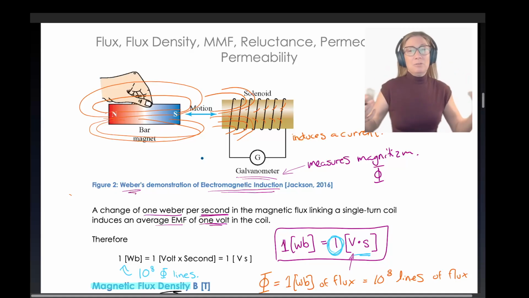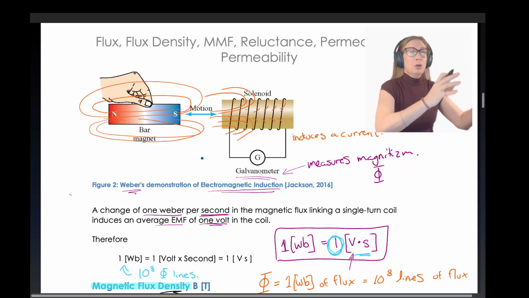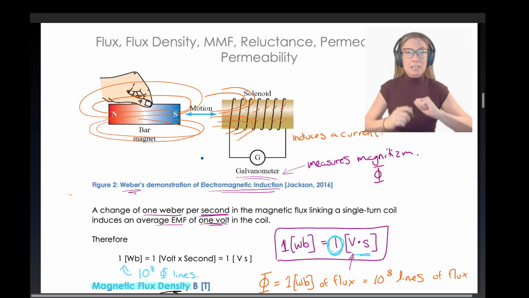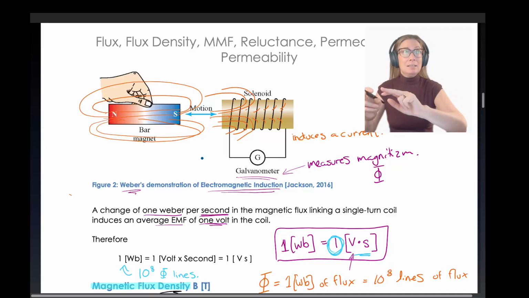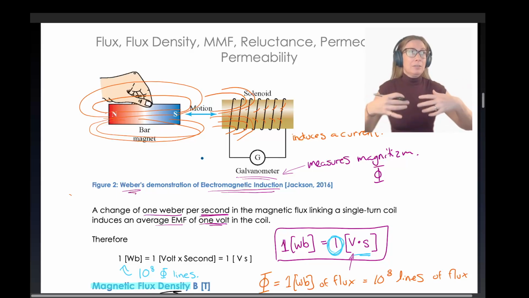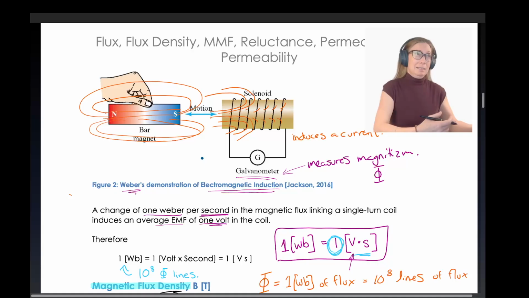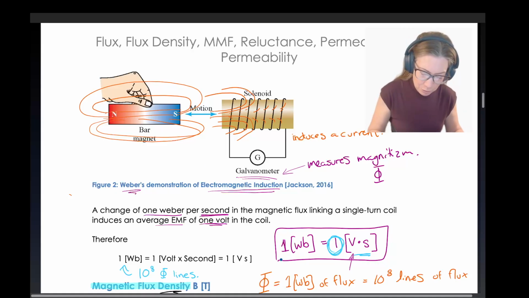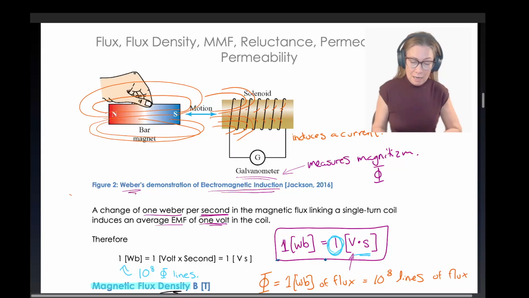So now we're taking this. We've been counting lines of flux for a long time now. We've been talking about these flux lines. We know all the properties of these flux lines, but now we talked about current, and now we're talking about voltage. 1 Weber induces 1 volt times seconds. You can divide that by seconds if you want to get the rate of voltage produced by 1 Weber in a second.